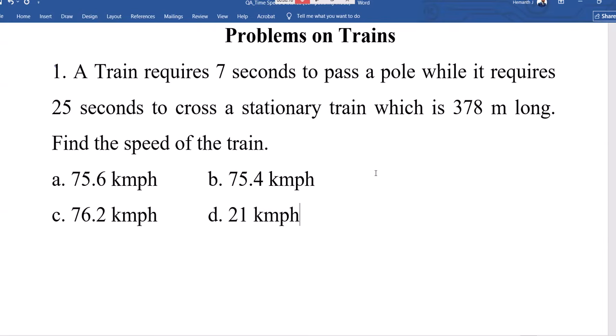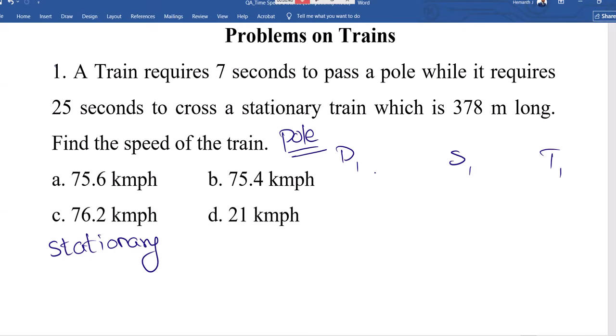So there are two situations. First one is the train crossing a pole. Second situation, the train is crossing a stationary train. So I want D1 S1 T1, D2 S2 T2. This D1 is related to the pole, the train crossing the pole. Next one, the train crossing a stationary train. Two situations, so I want D, S, T, three parameters, in both cases.